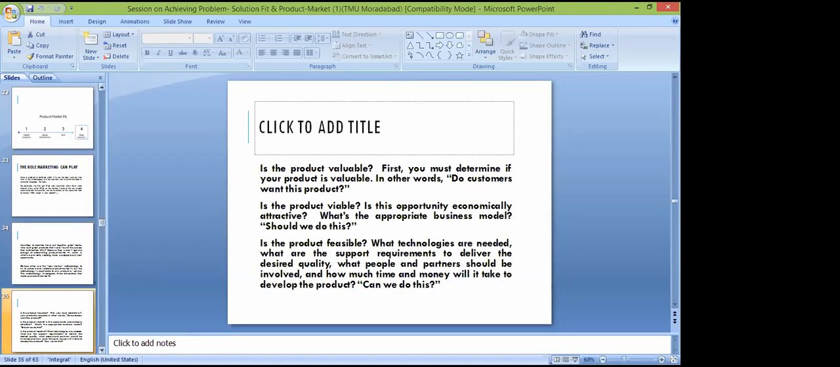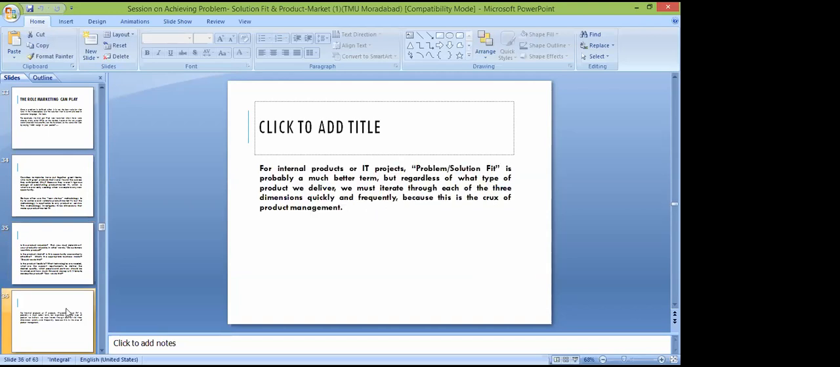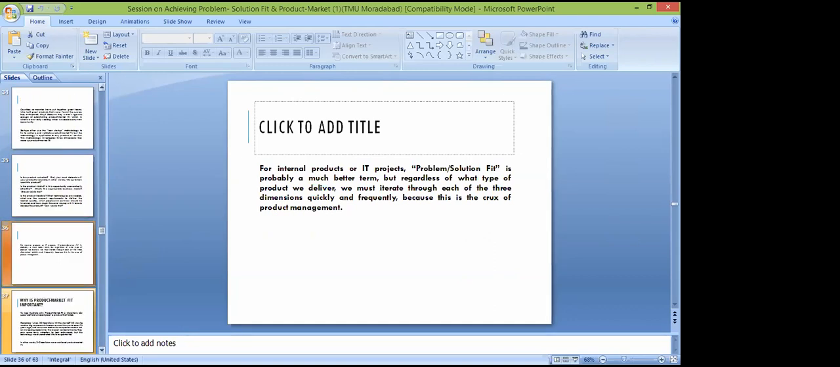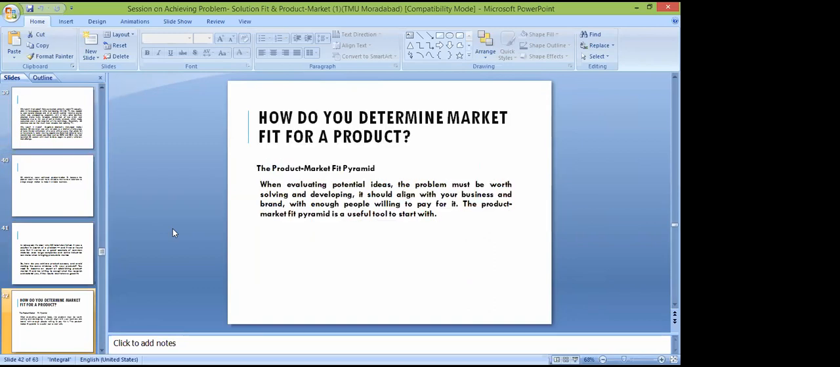Next. I tell you which way to go. You can now come to slide number 42. How do you determine the market fit for a product? The product market fit pyramid is there. Whenever you look at the six important steps, whenever evaluating potential ideas, the problem must be worth solving and developing. It should align with your business and brand, with enough people willing to pay for it. The product market fit pyramid is a useful tool to start with.